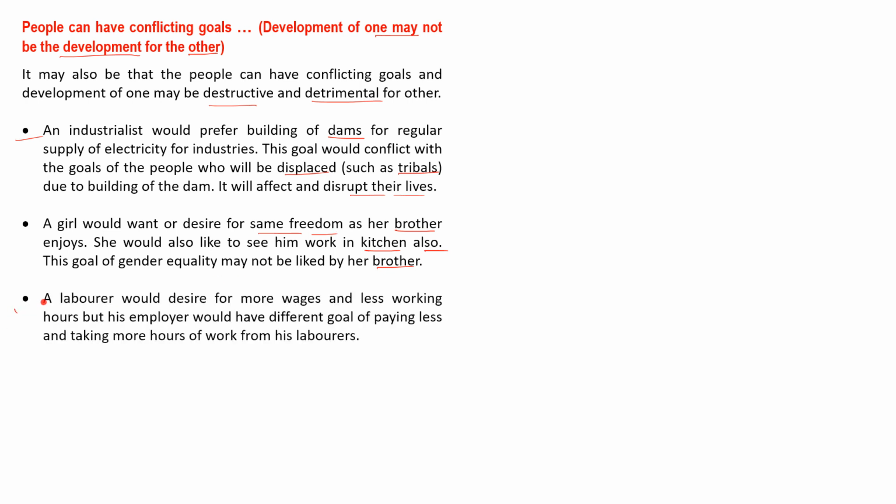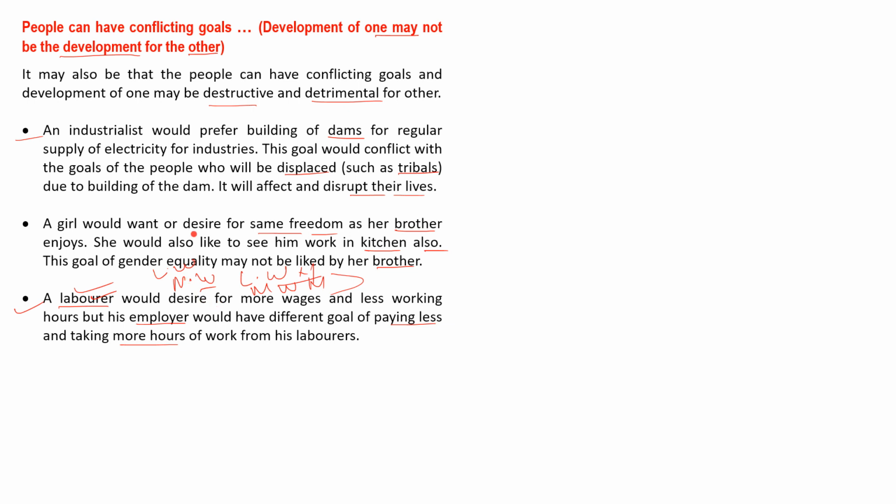Another example, a laborer would desire more wages and less working hours. It is sure that if a laborer is employed, he would try to get more wages with less work. But what would be the goal of an employer? He would like to pay less and want more hours of work from the same laborer. So the goals are conflicting. The laborer wants more wages and less working hours, and the employer wants to give less wages and more working hours. So the goals of people can conflict.